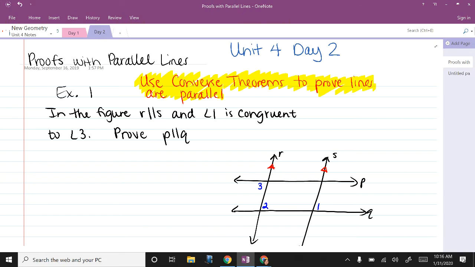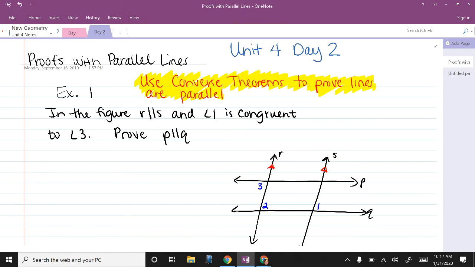All right. And then we learned at the end the converse theorem. Remember, a converse swaps the hypothesis and conclusion. So the converse theorem for corresponding angles states if 2 lines are cut by a transversal such that corresponding angles are congruent, then the lines are parallel. So for all of the converse theorems, you're just told 2 lines, but if these angles are congruent or supplementary, then the lines are parallel. So we're going to use a converse theorem to prove that lines are parallel, and that's why it's highlighted on the screen.